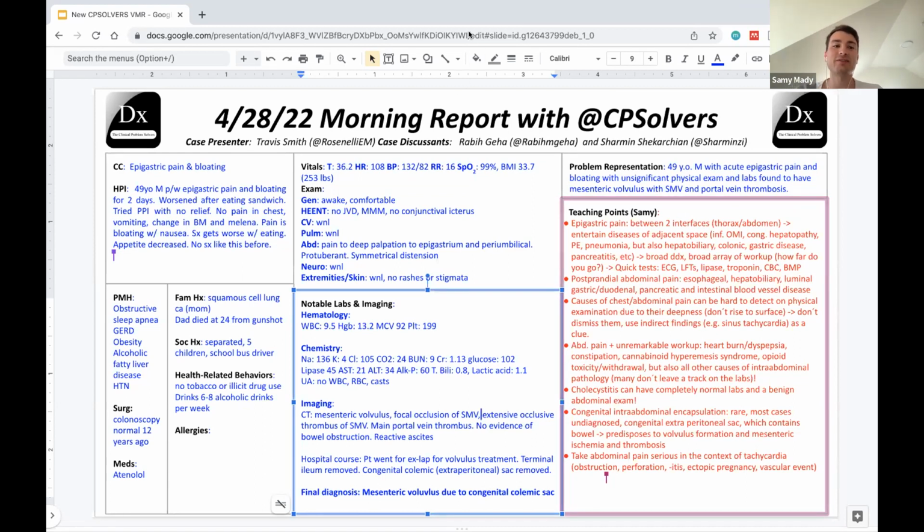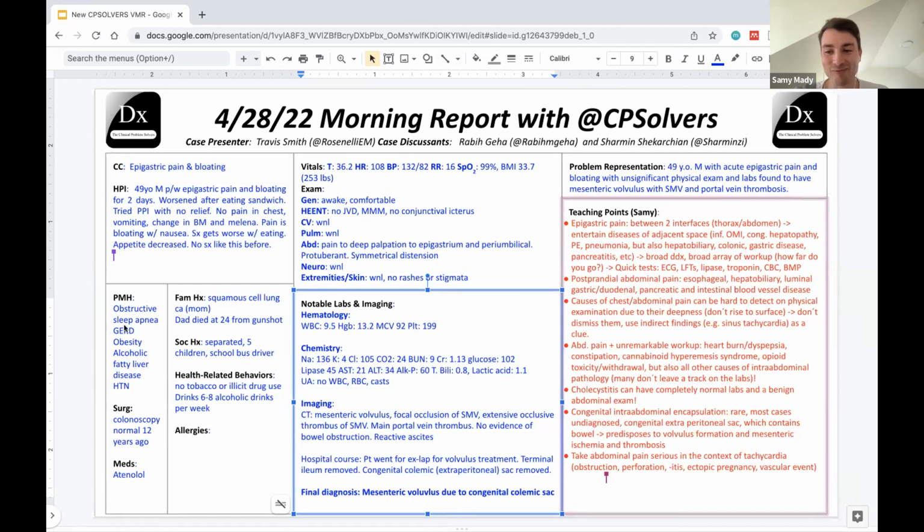Ravi taught us that when we think about epigastric pain, and everywhere in medicine, when we think about something between two interfaces, for example the thorax and the abdomen, we have to consider pathologies in both spaces. In our case, we could think of inferior STEMI, congestive hepatopathy, pulmonary embolism, pneumonia, but also intra-abdominal or retroperitoneal pathologies: hepatobiliary, colonic, gastric disease, pancreatitis, etc. So there's a broad DDX, and also a broad way you can go with your workup.